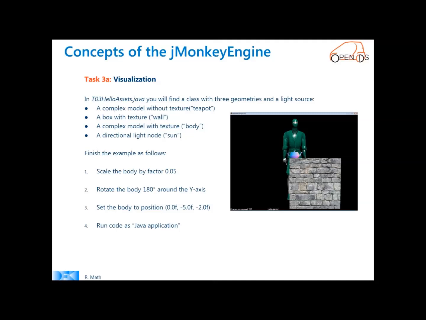There's this teapot on the wall without any texture. We have a box, so we have this very simple model, and we apply a texture to this. You see these stones. And the third one is a complex model. That means we load the mesh files from the hard disk, and the texture is already contained. So these are three different approaches for how we can set up models.